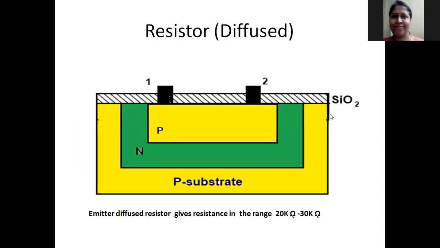Coming to resistors, how can we build a resistor? Here also there are multiple ways. In this figure, this is a common substrate over which you have grown N and P layers by making use of diffusion or implantation methods. The P structure, which is a diffused structure, is now used as a resistor. One terminal is connected here and the other terminal is connected here. Between these two terminals you can find the resistance.